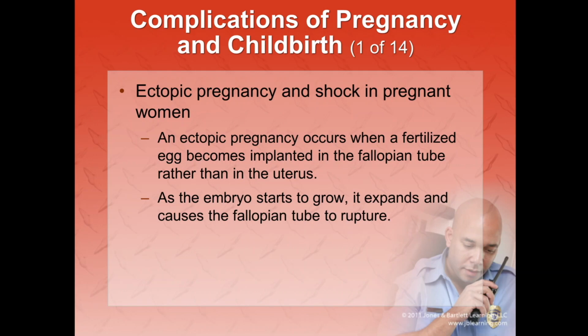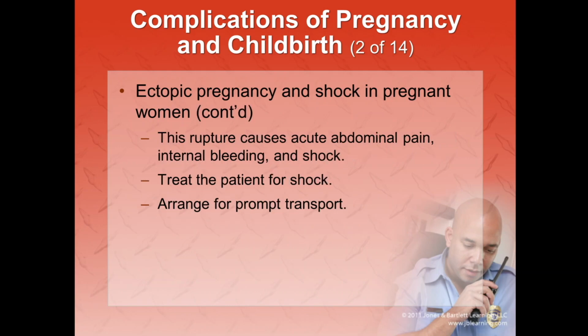This is when a fertilized egg becomes implanted in the fallopian tube rather than in the uterus. And as the embryo starts to grow, it expands and causes the fallopian tube to rupture. That rupture causes acute abdominal pain, internal bleeding, and shock. We're going to want to treat for shock and get her to the hospital as soon as possible.